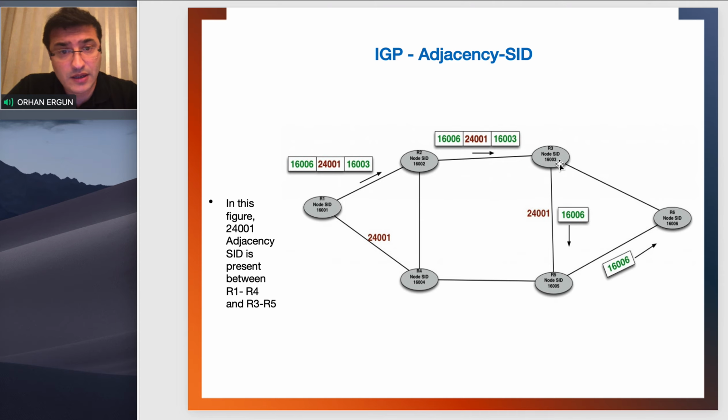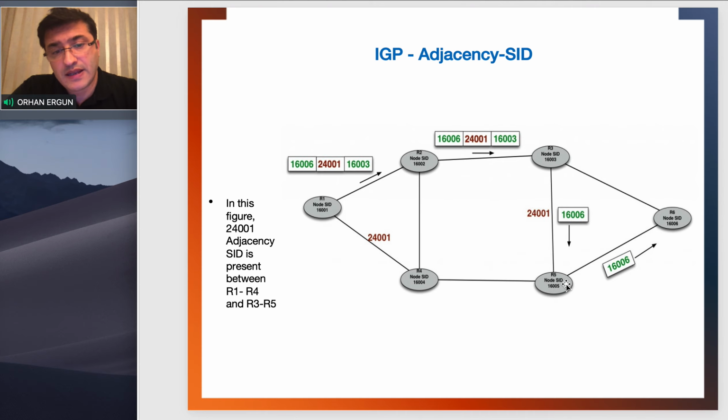Shortest path. And from R3 to R6, I have 2 paths, one over here, one over here. Obviously, this one is the shortest path. Normally, without this label, R3 would use this interface, but I want to force the traffic over this path, which means I have to use the label 24,001 to push the traffic towards this interface.